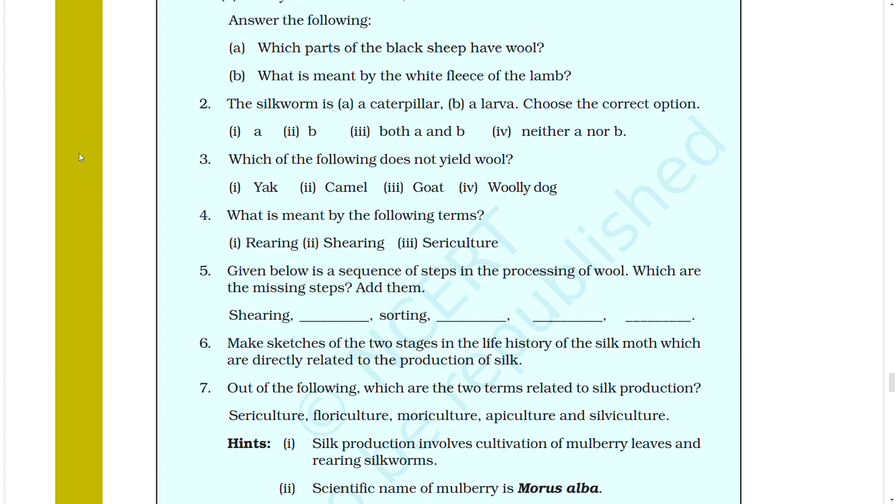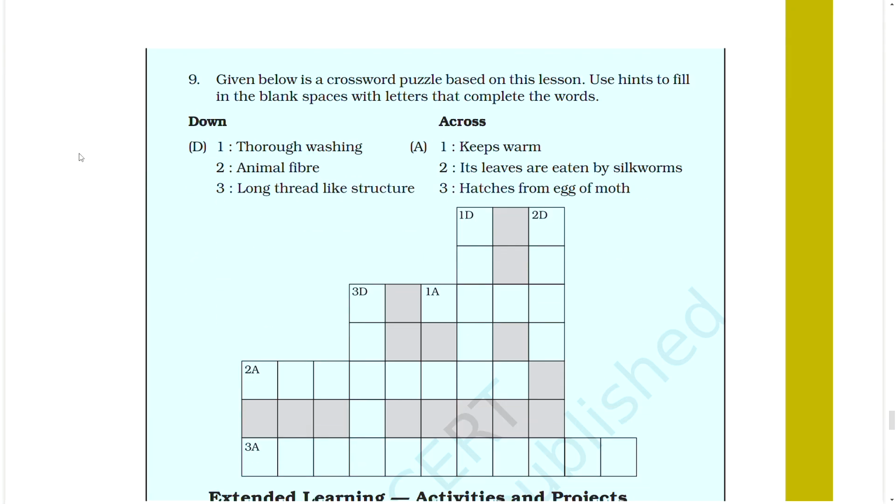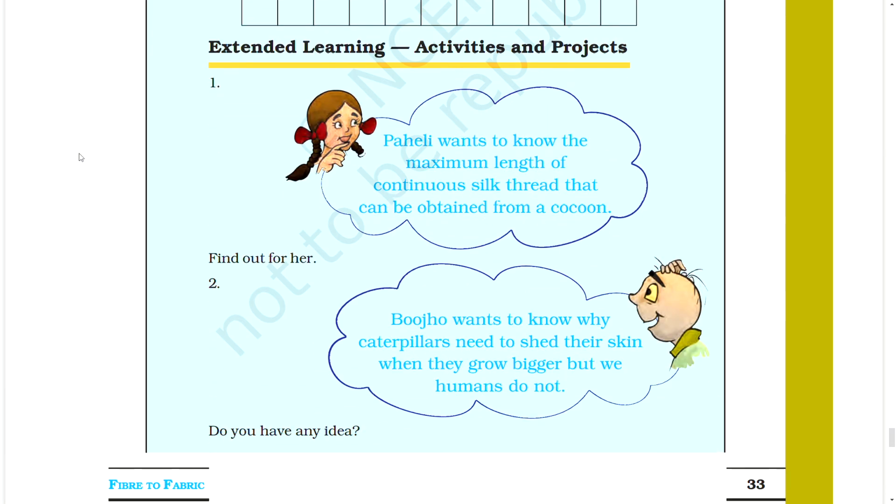Exercises: do this and comment this. Extended learning activities and projects. 1. Paheli wants to know the maximum length of continuous silk thread that can be obtained from a cocoon. Find out for her.